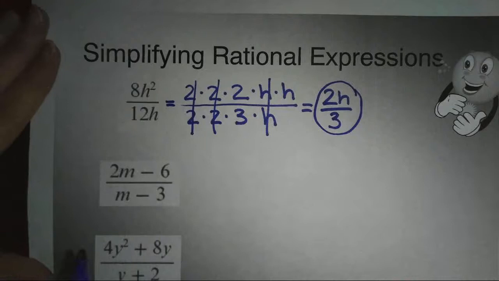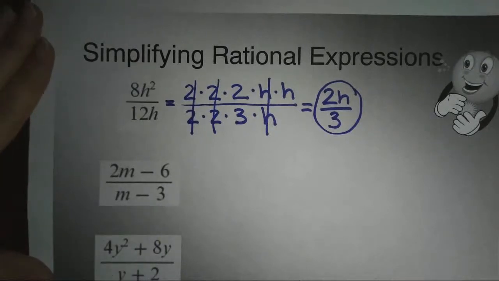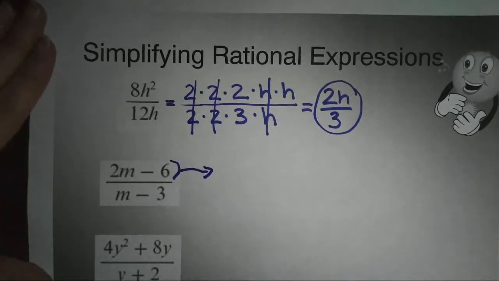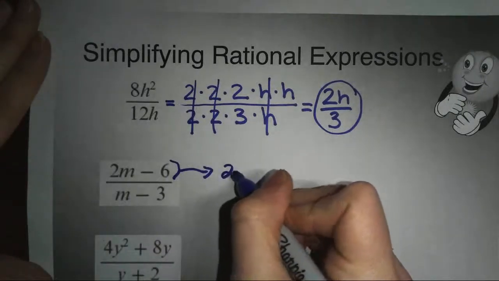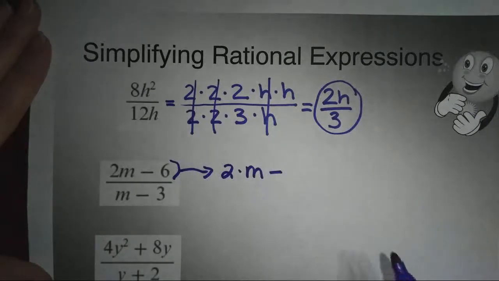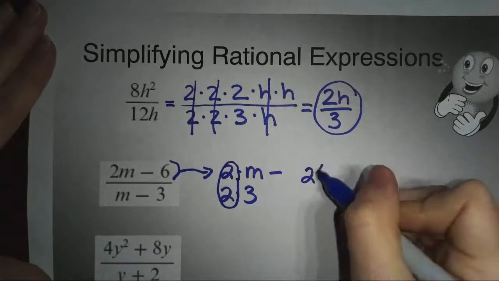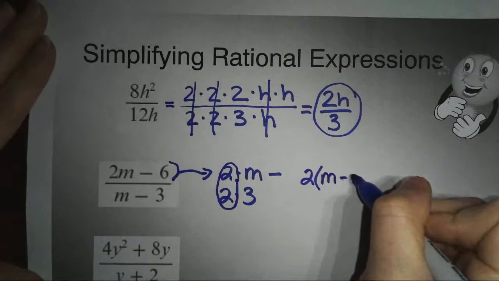For this next example, 2m minus 6 over m minus 3, I don't have a single term as my numerator or my denominator. I have a polynomial as my numerator and denominator. So I'm going to have to factor the top and bottom, and I'm going to have to factor out the greatest common factor. The first thing I'm going to factor is this 2m minus 6. I want to factor this expression by writing the prime factorization. To get 2m, I multiply 2 times m, then I do my minus, and to get 6, I multiply 2 times 3. What I have in common is my greatest common factor, 2, and what I'm left with is what goes in my parentheses, m minus 3.